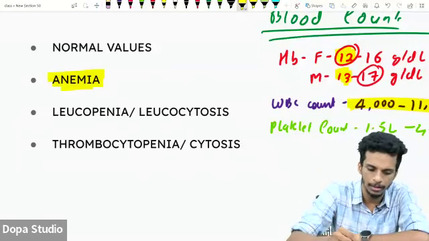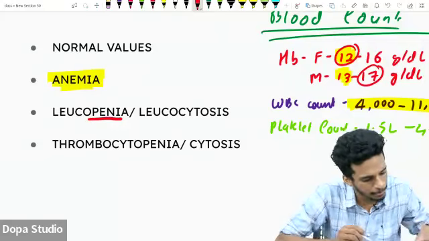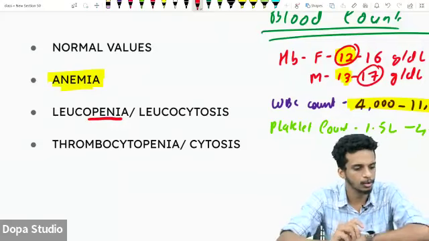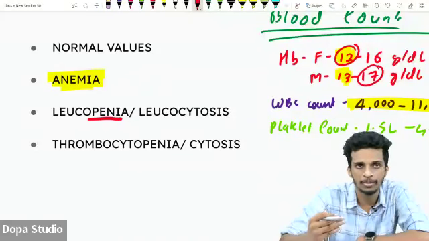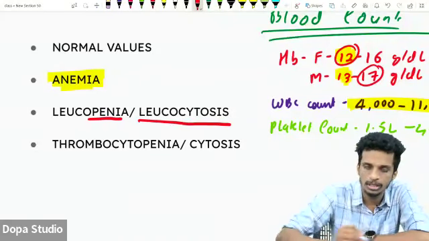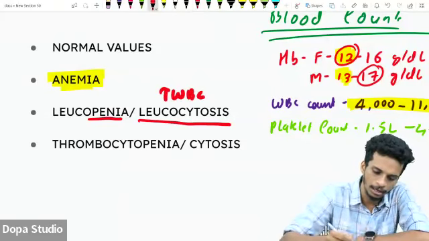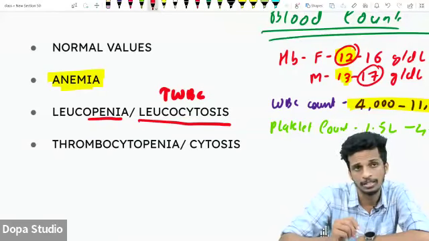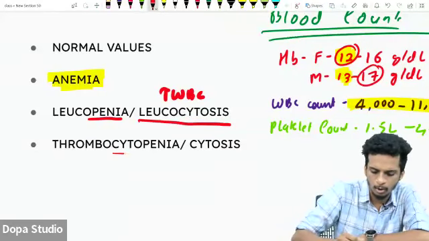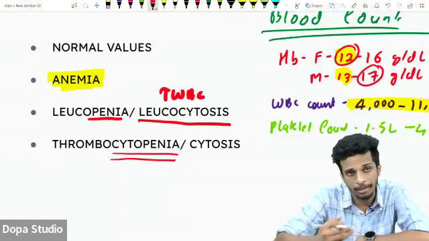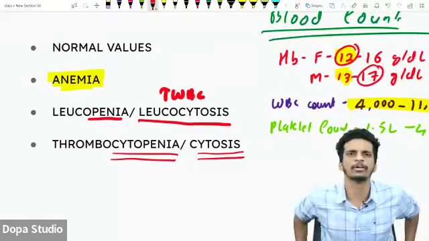Now, what is leukopenia? As the name suggests, leuco means white and penia means a decrease. So leukopenia means decrease in WBC count in blood. And leukocytosis is simply an increase in WBC count. Now, thrombocytopenia is a decrease in platelet count and thrombocytosis is an increase in platelet count. These are the basics, so we have to start from here.